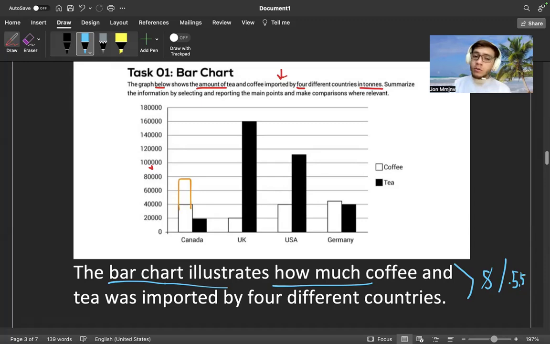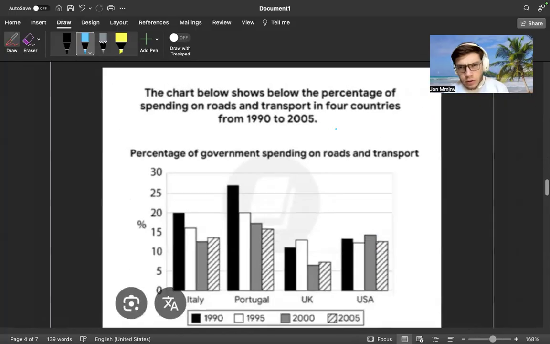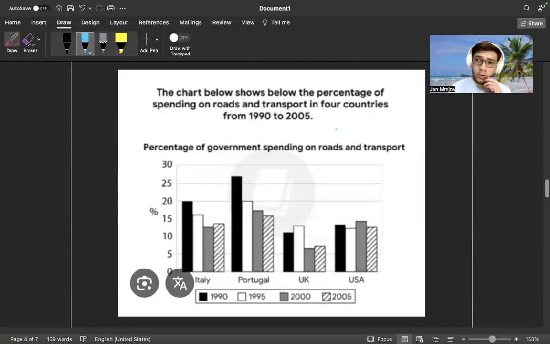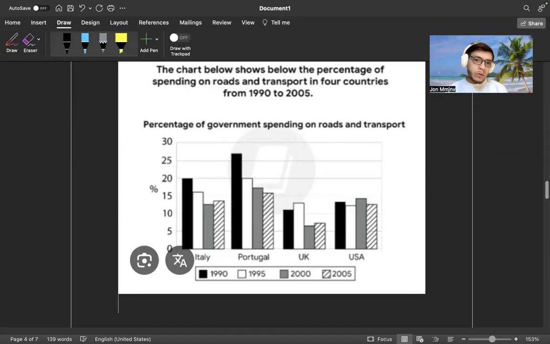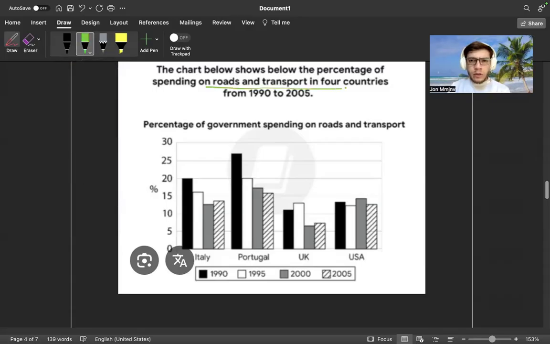So it really depends on your overview, more than this. Let's move on. So we have another graph. The most important thing for the intro is, rather than writing beautifully, writing quickly. That's more important. For the overview, I can understand if you spend time, but not for the intro. It is not justified. The chart shows the percentage of spending on road and transport. These are like investments, all right? Spendings, investments, allocations. You can use all those words.